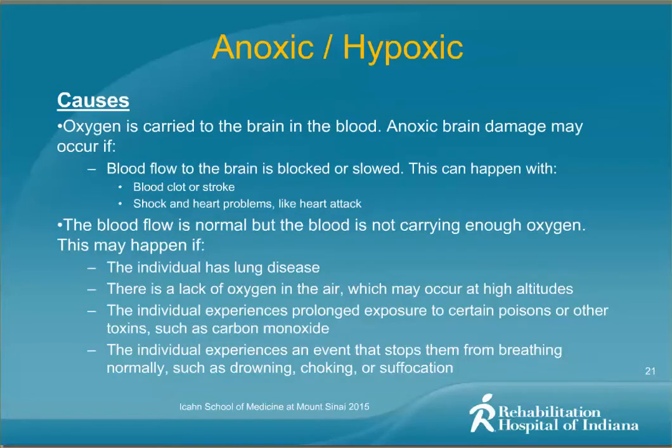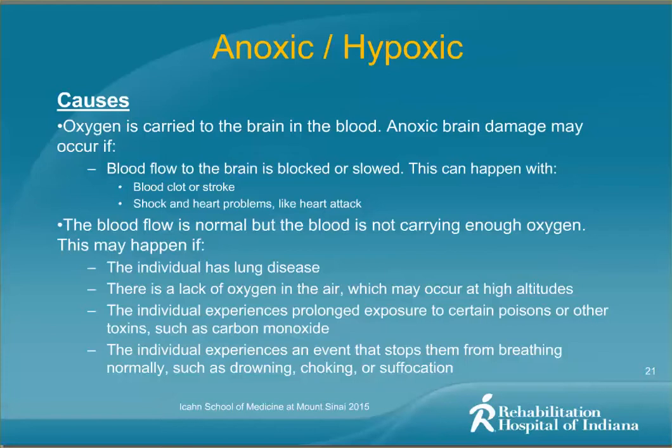Causes of these types of injuries, as we know, oxygen is carried to the brain through our bloodstream. And so you can experience anoxic brain damage if blood flow to the brain is blocked or slowed. This happens sometimes as a result of a clot, which we already discussed would result in an ischemic stroke, shock, and heart problems like a heart attack.